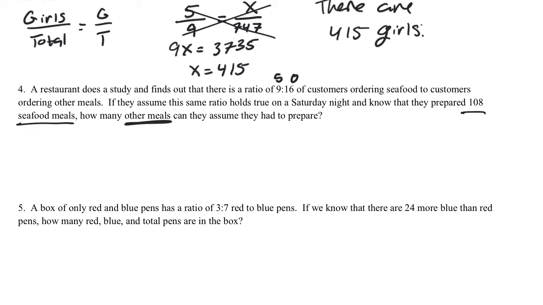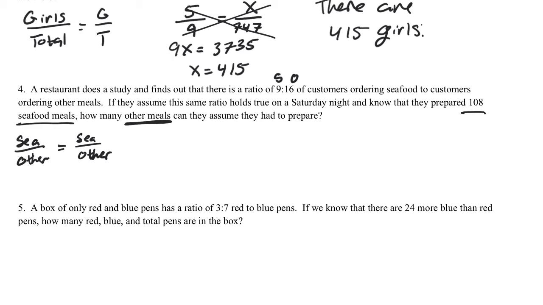So in this, all we're dealing with is seafood meals and other meals. It never asked for a total. It never gave you a total. So we don't need to worry about that. We're looking for seafood comparing to other. We're going to set that to another ratio, seafood comparing to other, to create our proportion.